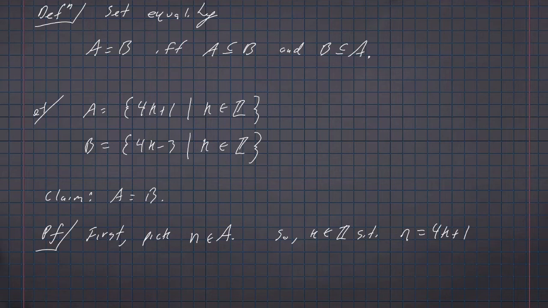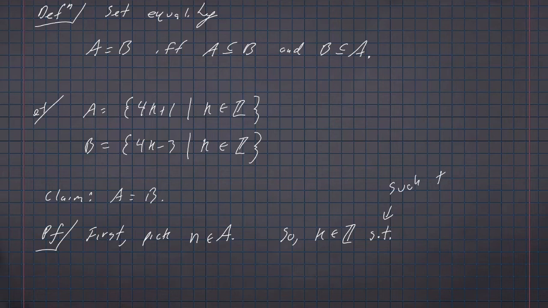Right, the definition of set A, let's try that again with actual characters that look like mathematical symbols. Right, so we pick n in A, and the definition of set A says that there is some k in the integers Z such that, st is an abbreviation for such that, n equals 4k plus 1. Right, that's the definition of n in A.